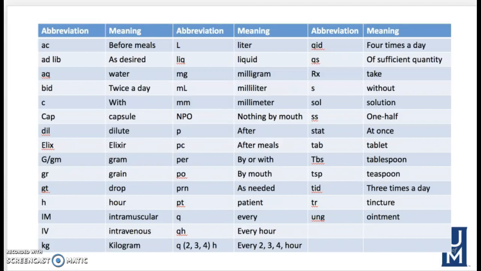SOL, or our solution. SS stands for 1/2. Stat means right now, immediately, at once. Tab stands for tablet. A big T, BS, tablespoon. TSP is teaspoon. TID, 3 times a day. TR, tincture. And UNG stands for ointment. So some of these are pretty common. You might have heard them just in everyday usage. And some of these are more common in just the pharmaceutical type world.